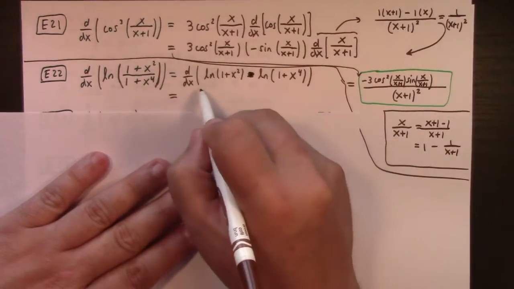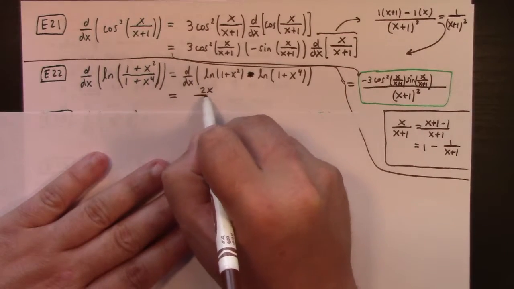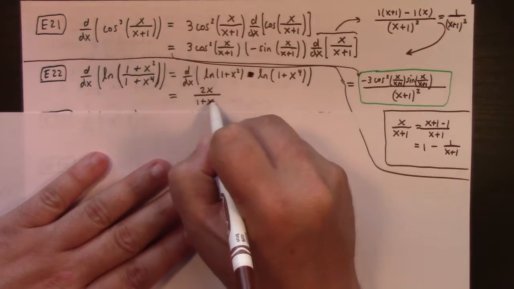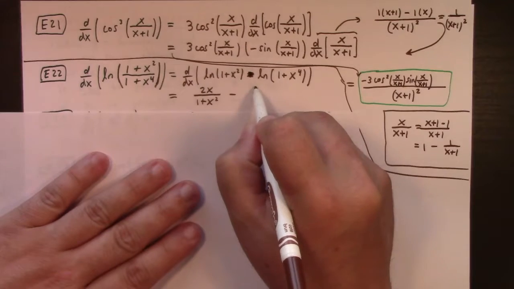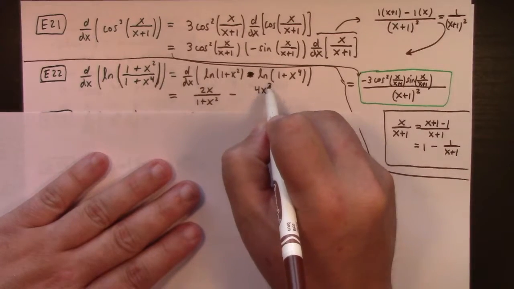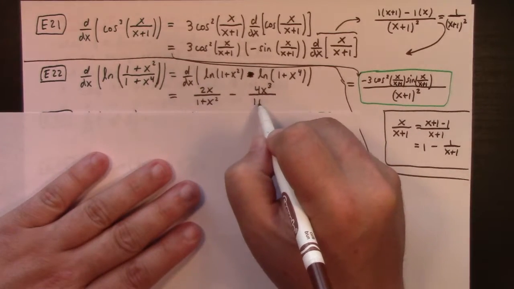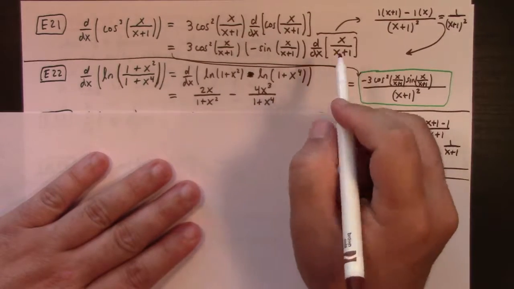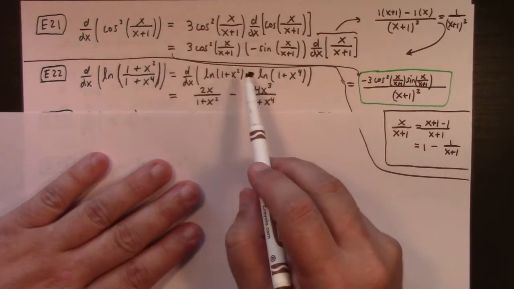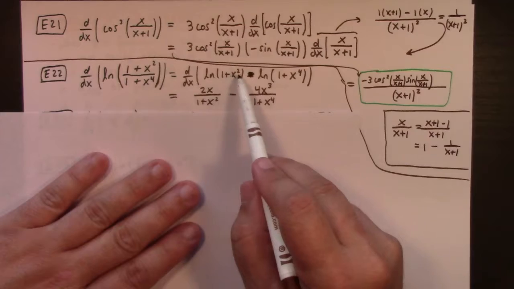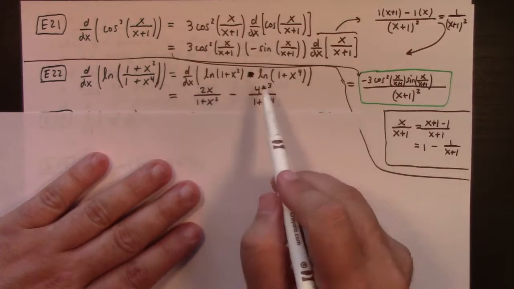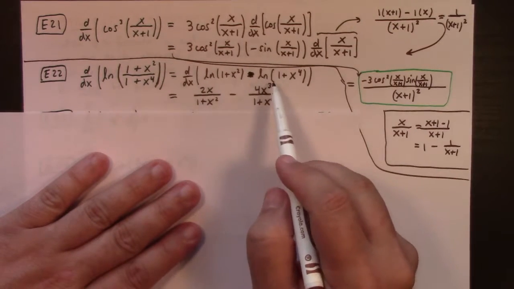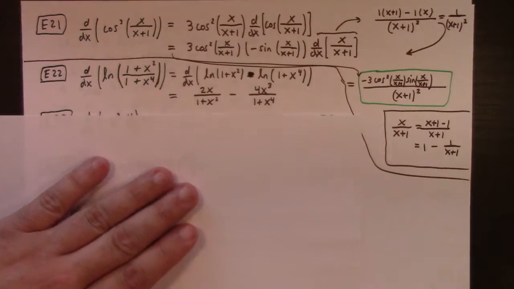All right, anyway, differentiate this, chain rule: 2x over 1 plus x squared minus 4x cubed divided by 1 plus x to the 4th. The 2x and the 4x cubed come from the derivative of the inside function. 1 plus x squared has derivative 2x. 1 plus x to the 4th has derivative 4x cubed. So, there you go.